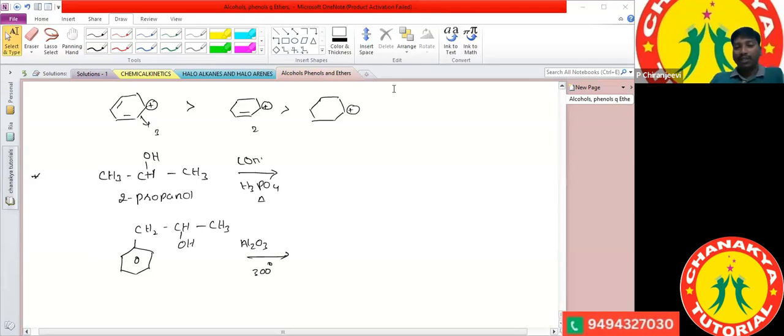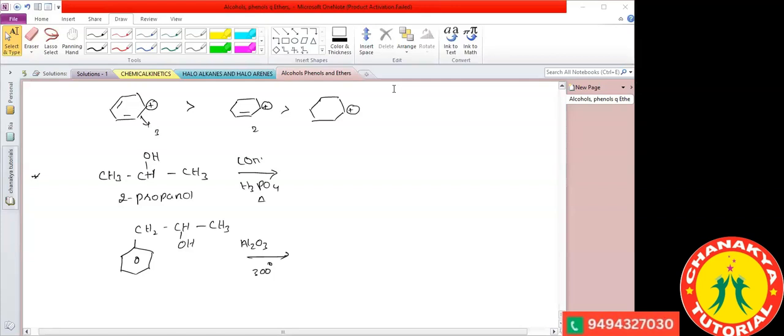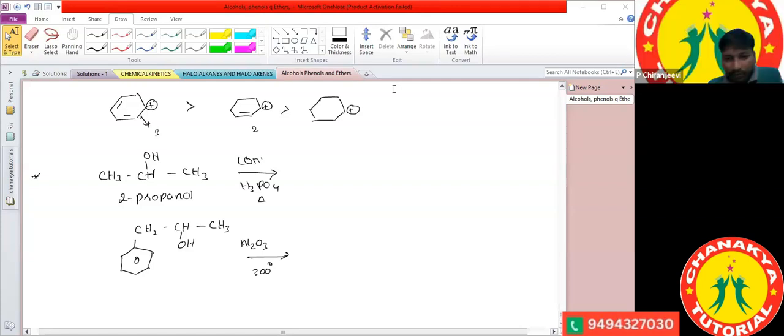So all these are examples of dehydration reactions. But what is the product it is forming? What is the product going to be formed? So the first one, propene is formed. Very good, so the first one forms propene, that means CH3, CH double bond, CH2, plus a water molecule.